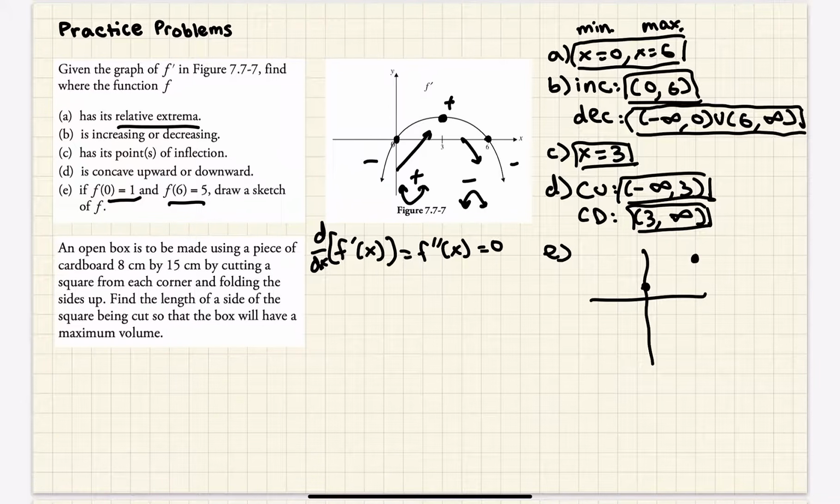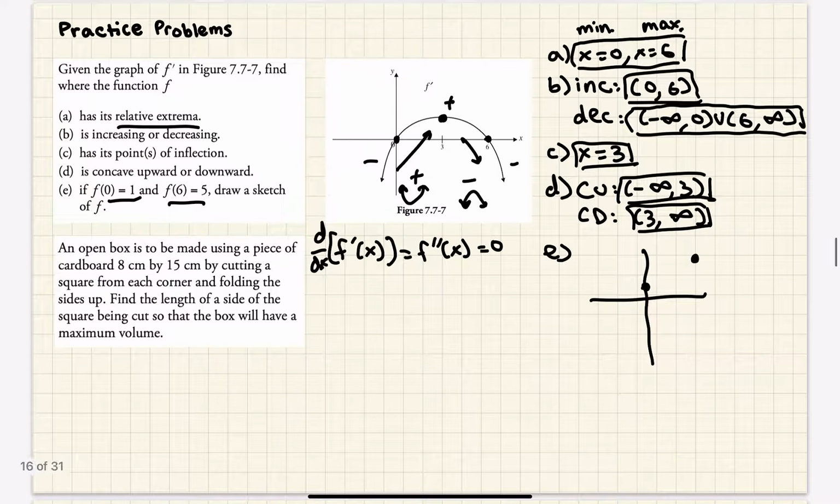We also know it's increasing between 0 and 6, decreasing everywhere else, which aligns with what we saw earlier, because if it's increasing, that makes sense. Decreasing, that means this is a minimum. Decreasing, that means that is a maximum. That's just a rough drawing, though.